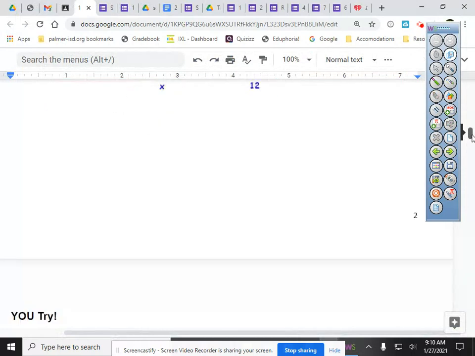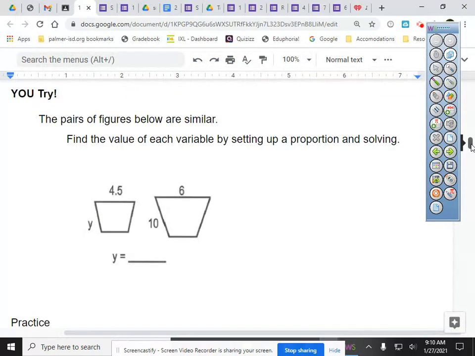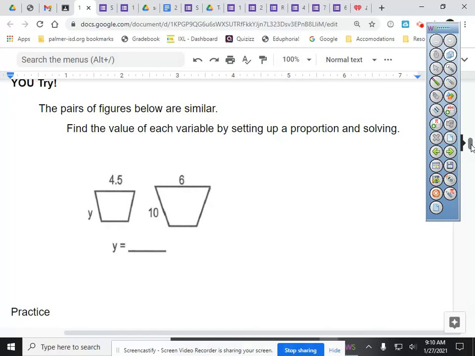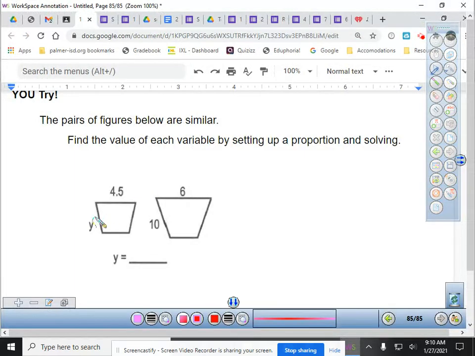All right. Turn a page. You try. The pairs of figures below are similar. Find the value of each variable by setting up a proportion and solving. So this, you have to use the numbers they give you. Who would like to try the proportion? Thanks for volunteering, Gracie. 4.5 over X equals 6 over 10. Perfect. I wrote Y because that's what that says.